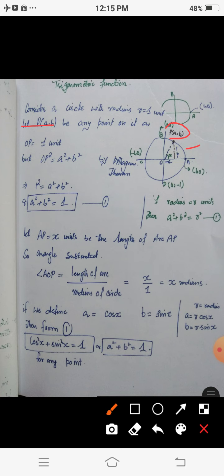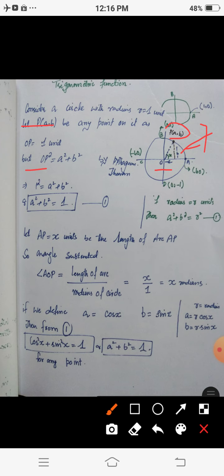This means that when we draw a perpendicular from this point P on the x-axis, the distance from the foot of the perpendicular up to the origin is a units, and the length of this perpendicular is b, because these are the coordinates. So join P with O, and we get this right angle triangle. By Pythagoras theorem, hypotenuse square, that is OP square, equals base square plus perpendicular square, that is a square plus b square. Here the radius is always 1, which implies that a square plus b square equals 1.